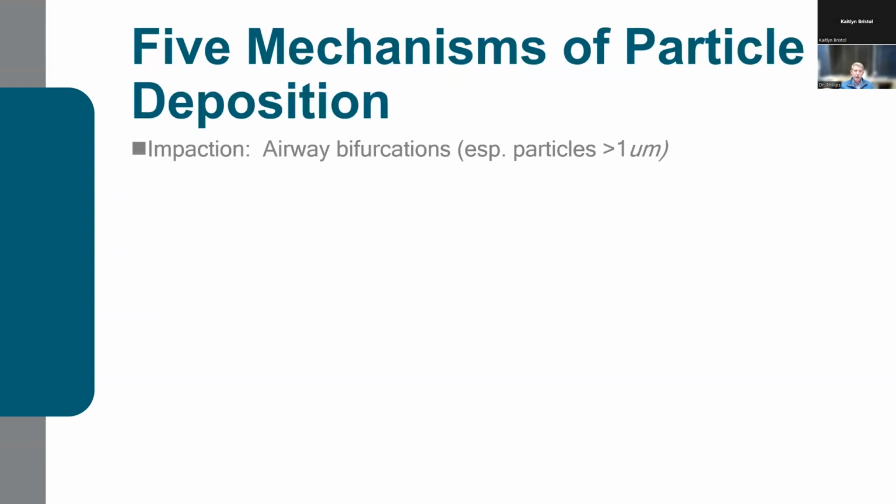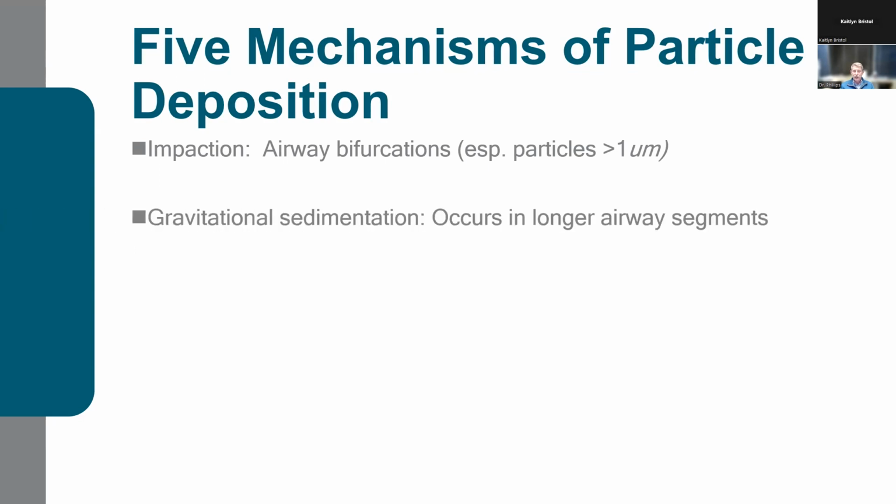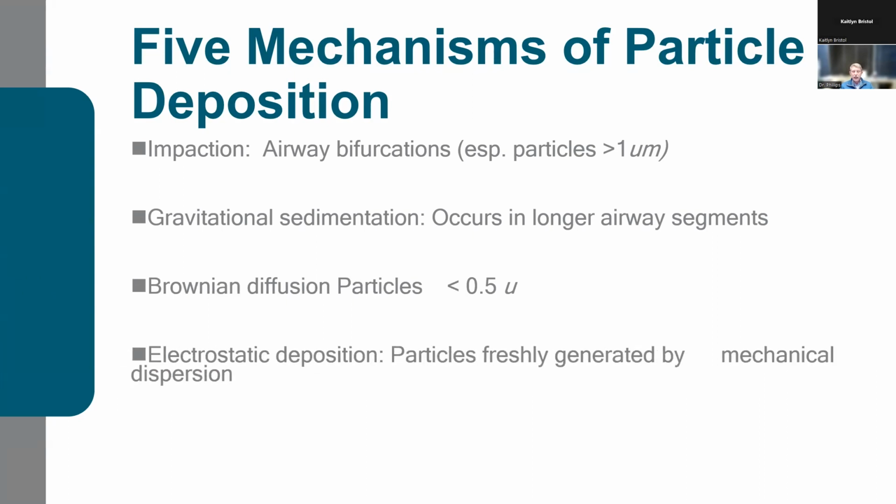So I mentioned the 5 types of particle deposition, where we have airway bifurcations. We have gravitational in the long airway segments where it settles out, Brownian diffusion of small particles, and the electrostatic deposition from mechanical dispersion of a substance, and interception, which typically applies mostly to fibers, and that's something we're not covering in this lecture.